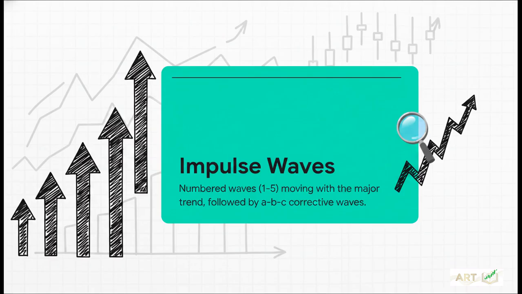Let's make sure we clearly define these terms so you can mentally anchor the terminology for the rest of this explainer. The numbered waves, 1 through 5, are what we call impulse waves. They generate that forward momentum, pushing with the major trend. The lettered waves, ABC, are your corrective waves. They actively push back against that trend. Literally every movement on the chart is built upon this fundamental dance between impulse and correction.